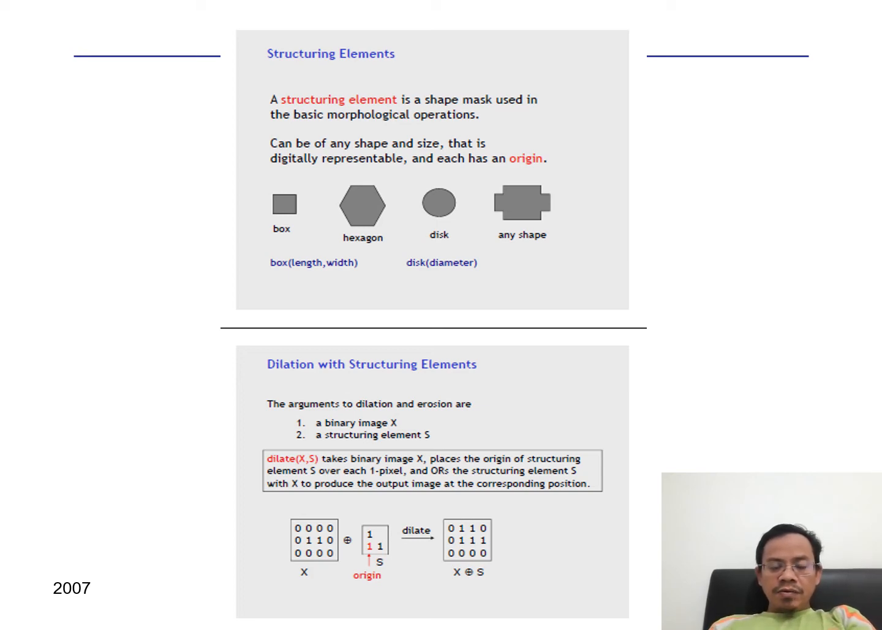See how the dilation expands the X. Originally we have only two X, two logical one. By using the structuring element S, we get this expansion of the original image X. So this is a dilation.